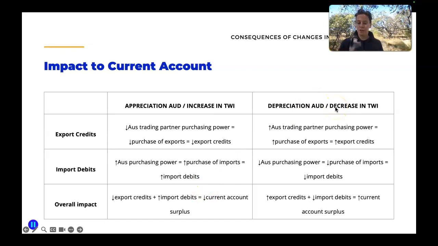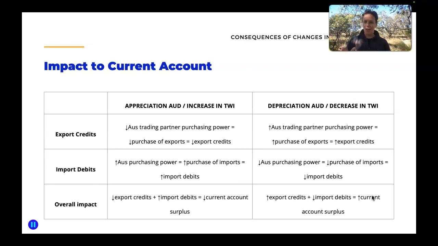And then the whole opposite story is true. If we have a depreciation of the Aussie dollar, it means that our trading partners enjoy higher purchasing power. We should see greater demand for our exports, which translates to higher export credits. The flip side of that is the depreciation leads to a decrease in the purchasing power for Australians, which leads to a decrease in the purchase of imports, which leads to a decrease in import debits. So we have more money coming in and less money going out in the form of an increase in export credits and a decrease in import debits. So we should see an improvement in the current account surplus. So a depreciation is actually a positive thing for our current account.